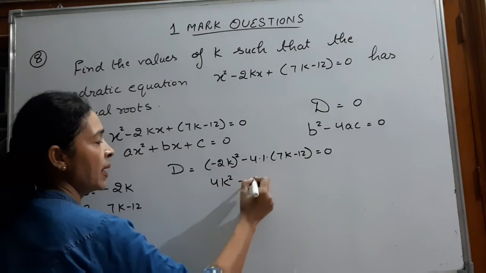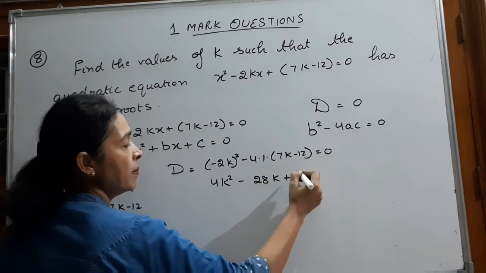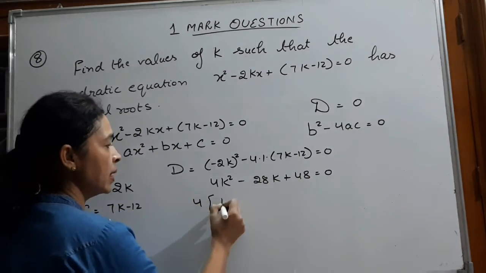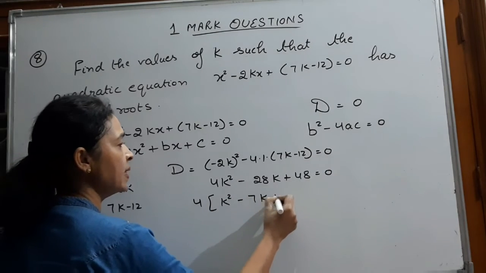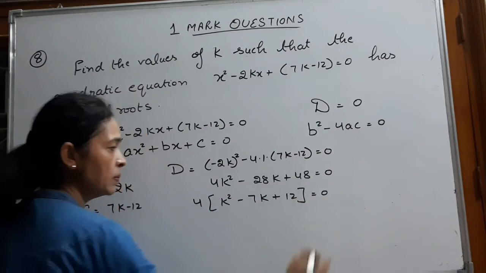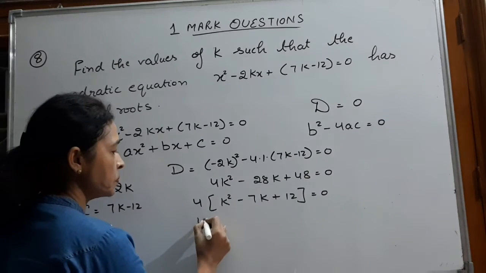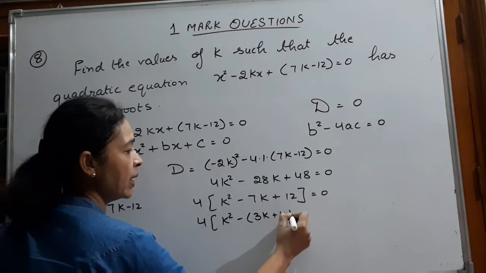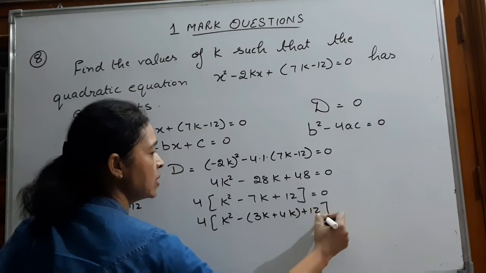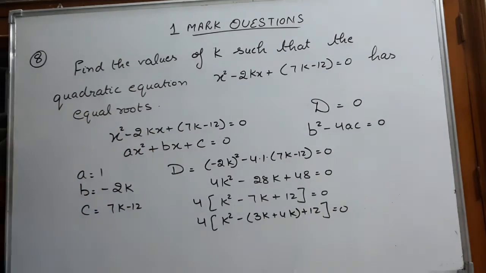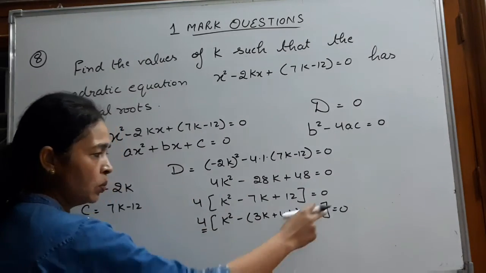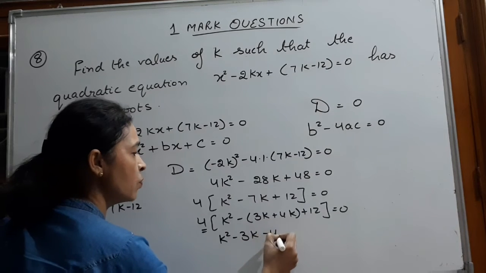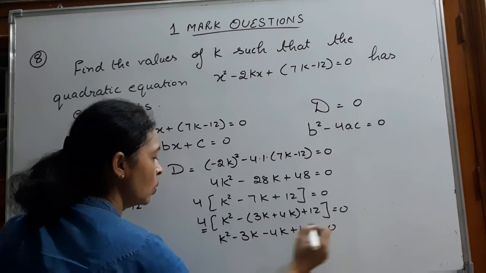We have 4k square minus 28k plus 48 equals 0. Taking 4 common, k square minus 7k plus 12 equals 0. Splitting the middle term, k square minus 3k minus 4k plus 12 equals 0. Taking 4 to the other side, 0 by 4 is 0.